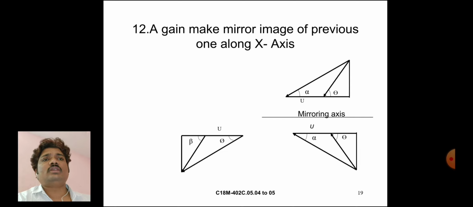Again make a mirror image of the previous one along the x-axis. Again make a mirror image of the previous one along the x-axis. Again make a mirror image, along the x-axis. Beta, phi, u, blade velocity.